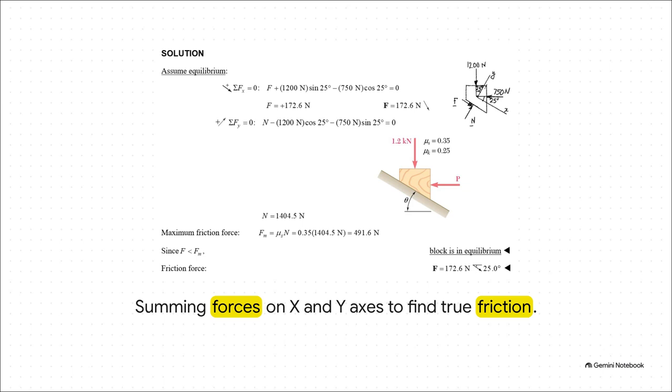By setting up our free body diagram, we can actually tilt our x and y axes to seamlessly match the 25-degree incline, which makes the math so much cleaner. We then resolve our 1.2 kilonewton and 750 newton forces into their angled components using our basic sine and cosine trig functions. When we sum the forces along the y-axis to 0, we calculate a massive normal force pushing out from the surface, coming in at 1404.5 newtons. Next, summing the forces along the x-axis to 0, we find that to keep this block perfectly still, we only require a friction force of 172.6 newtons holding it up the ramp.